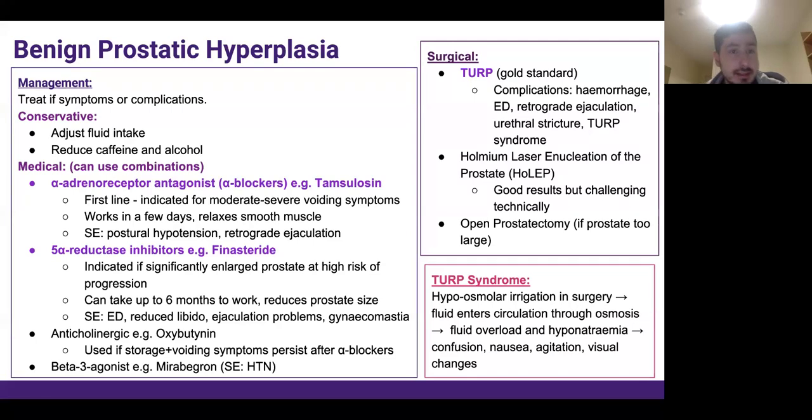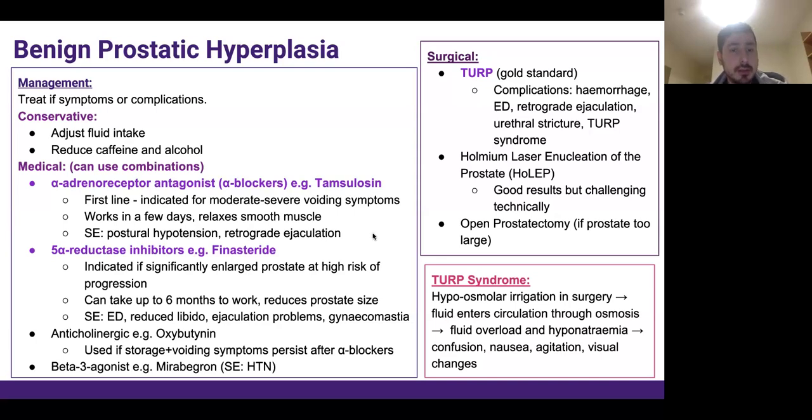This relaxes the smooth muscle of the bladder and the urethra, and it starts to work very quickly. If a person's having these symptoms, tamsulosin can relieve their symptoms very quickly, but as expected with an alpha adrenoceptor blocker, you might get the side effects of postural hypotension, and you might also get retrograde ejaculation because you're relaxing the smooth muscle of the urethra in particular.